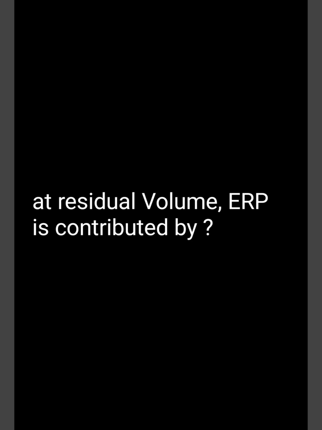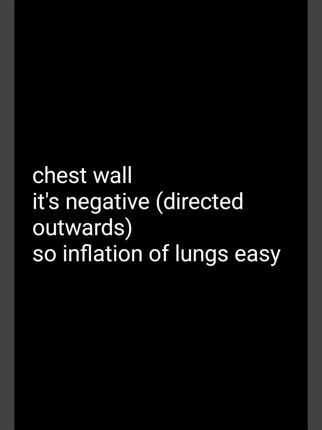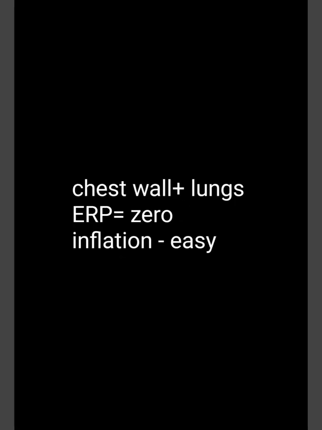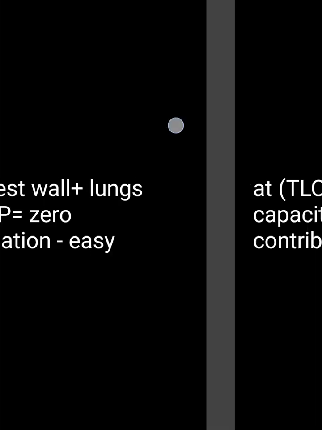At residual volume, ERP is contributed by the chest wall. It is negative, directed outwards, so inflation of lungs is easy. At functional residual capacity, ERP is contributed by chest wall plus lungs. ERP equals 0. Inflation, easy.